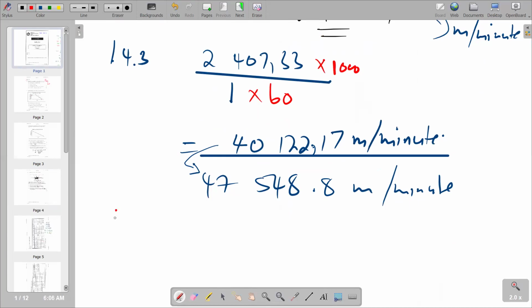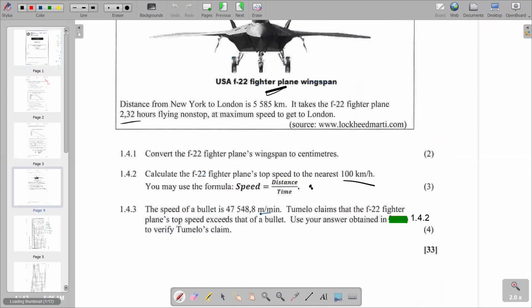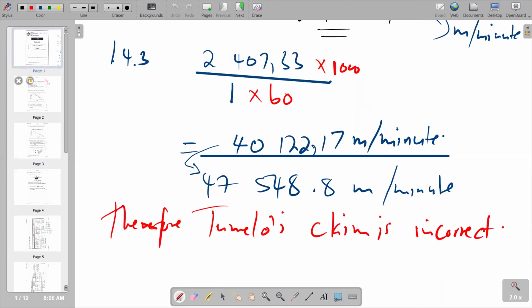So we're going to say, therefore, Tumelo's claim is incorrect. So basically, this becomes the answer that we have according to the question, and that is 1.4.3. Because the question says the speed of the bullet is 47,548.8 meters per minute, and Tumelo claims that the F-22 fighter plane's top speed exceeds that of a bullet. So it means it's not correct. So basically, that's how we've commented here, that therefore Tumelo's claim is incorrect, which means not correct. That's what we have in this video.